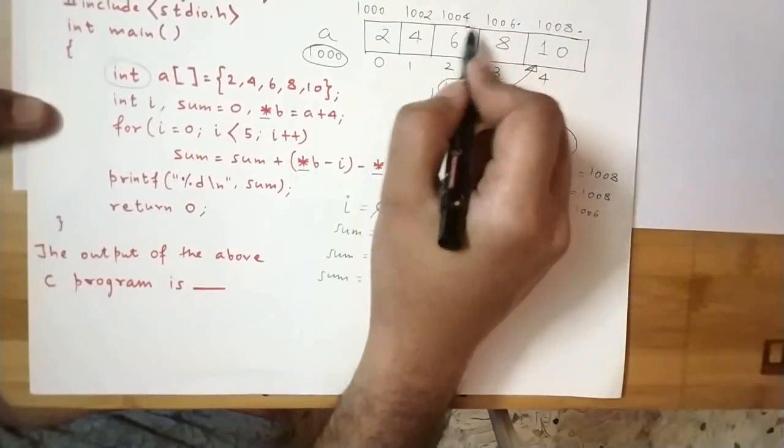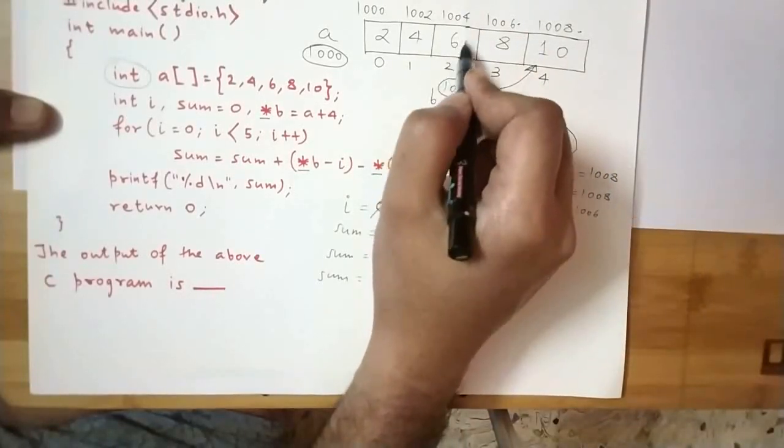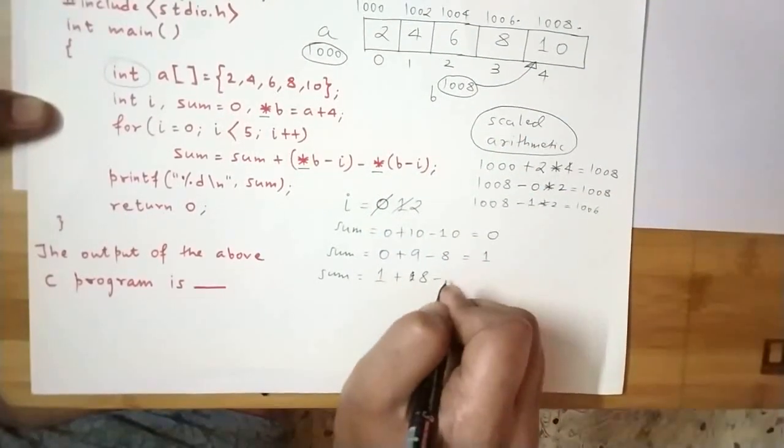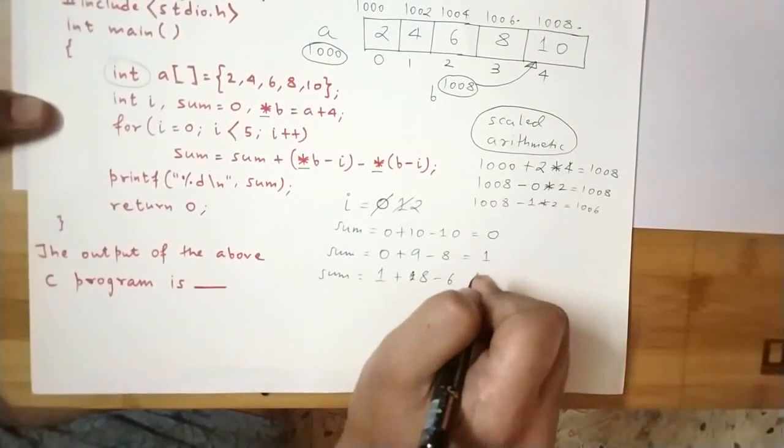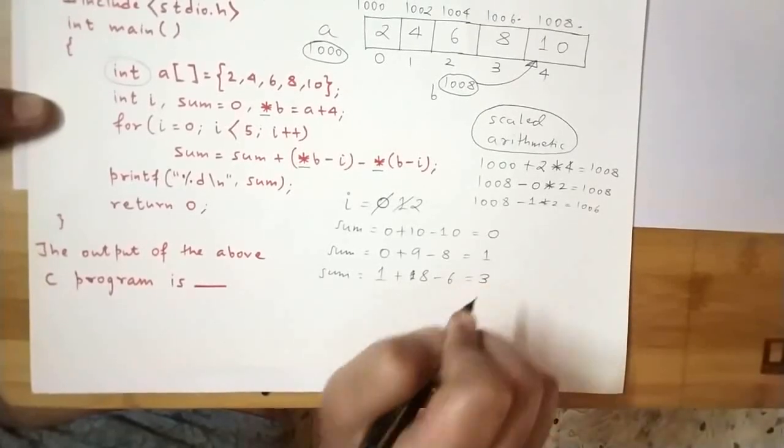1008 minus 4 will give me 1004. So 1004 means I'm standing over here. If I dereference it, I get 6. So it's 1 plus 8 minus 6. 8 minus 6 will give me 2, and 2 plus 1 will give me a value of 3.